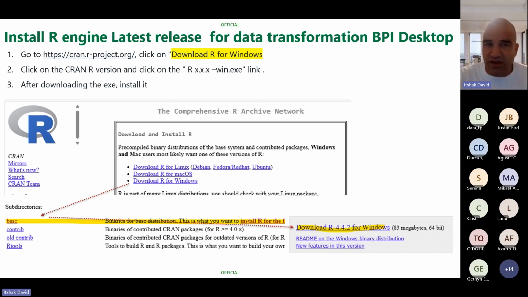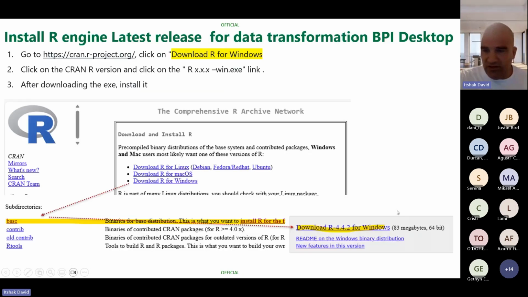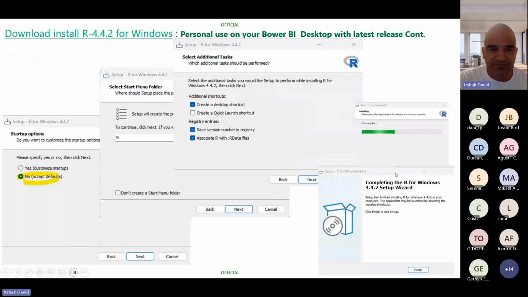So you go to the CRAN project, click on CRAN version and click the R link. You can see it here, download for Windows, and then I will install the latest version here. Once the exe is downloaded, you should run it. Right click, run as administrator, C program files R, R 4.4.2 is the latest version, and install it on your computer. Note that we are downloading the 64-bit version. You can see it here. And this is how we install it.